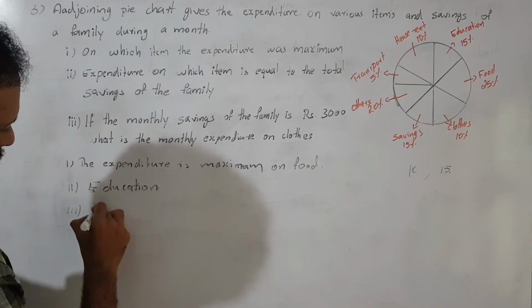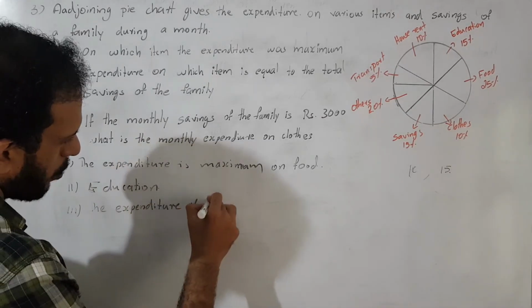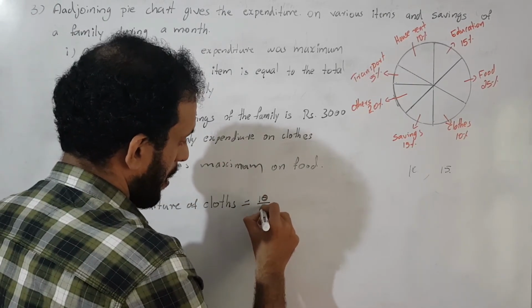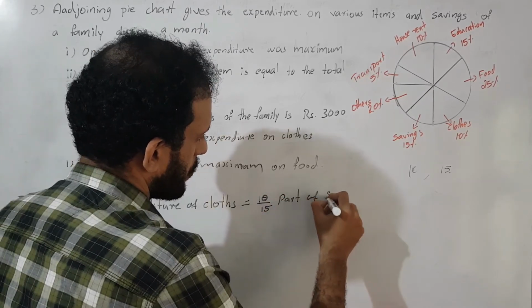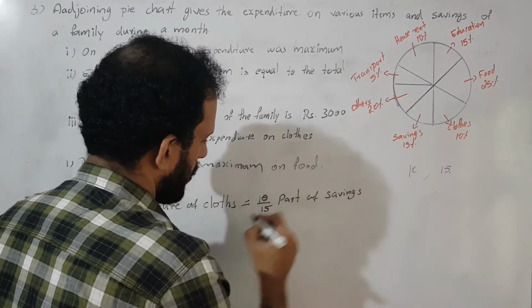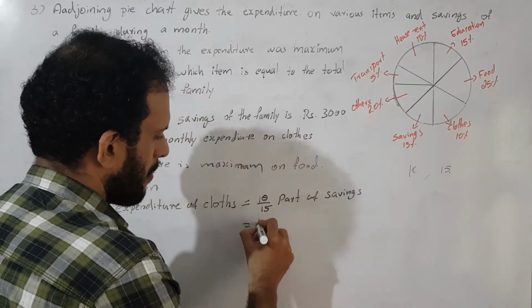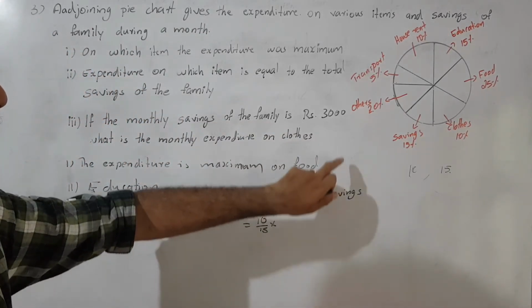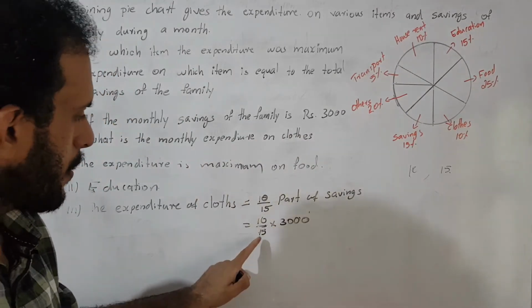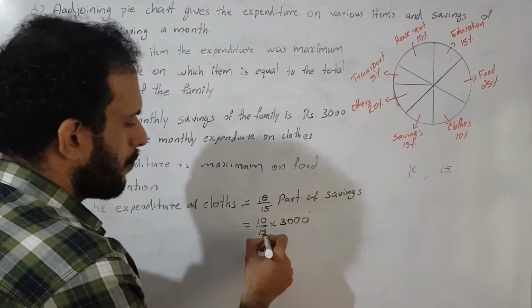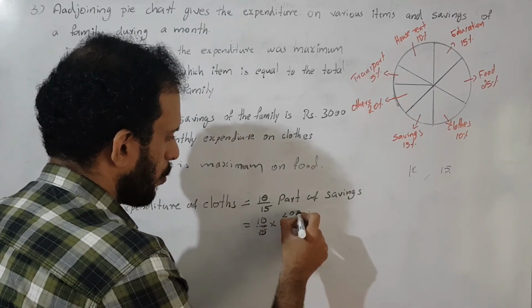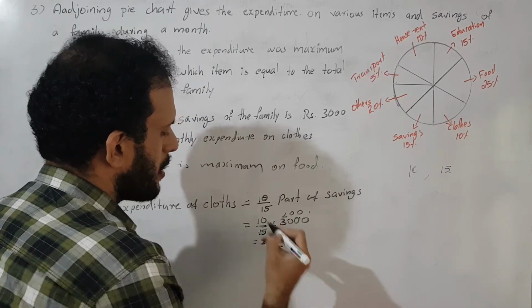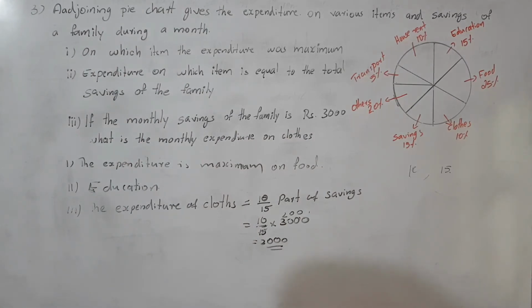The expenditure on clothes equals 10/15 part of the savings. That means 10/15 of means into, correct? Into what? The savings. Savings is given as 3000, and it is possible to reduce 15 and 3000. 15 into 3000 is 200, then 200 into 10 is 2000. Then what is the expenditure on cloth? The expenditure on cloth is 2000.